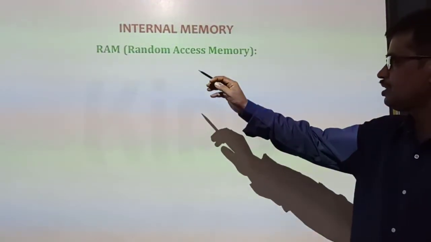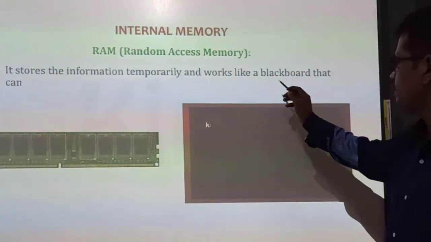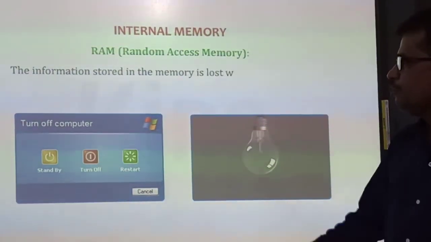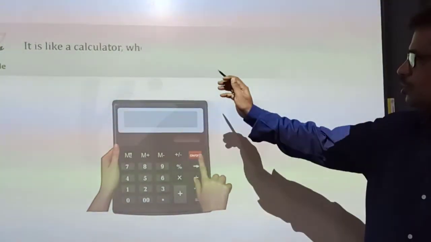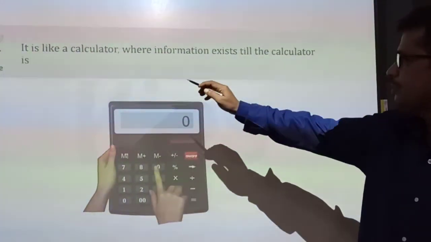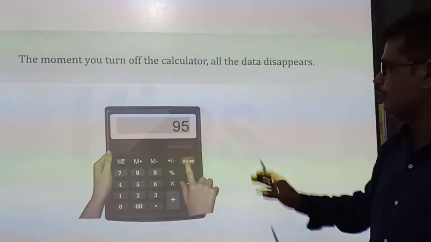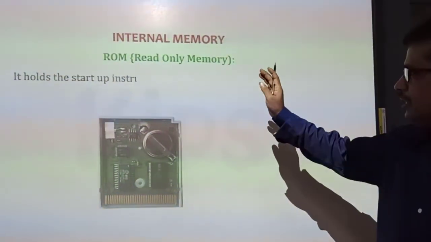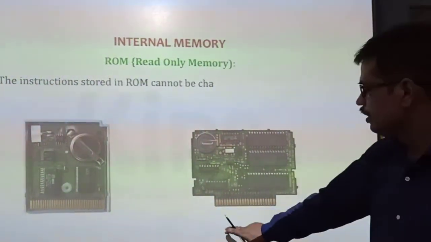Primary memory is of two types. RAM stands for random access memory. It stores the information temporarily and works like a blackboard, where it can be constantly overwritten. The information stored in the memory is lost when you turn off the computer or when the power goes off. RAM is also like a calculator: your information is stored till the calculator is on. The moment you turn off the calculator, your data disappears. Next is ROM.